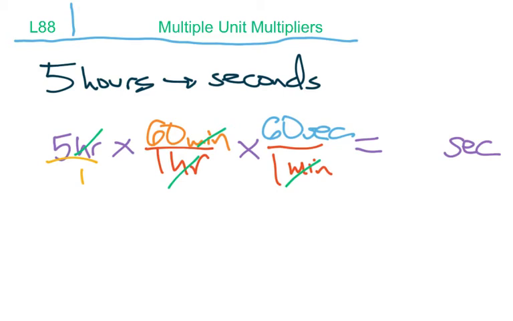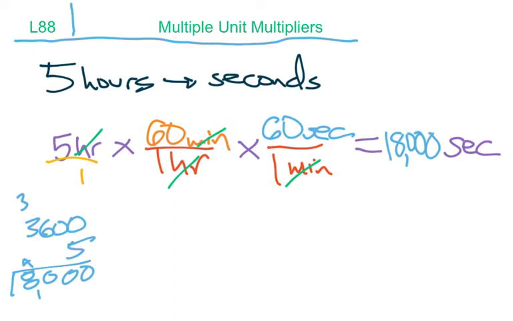Now, when I multiply straight across, well, I should look for numerical cross cancellation, but you can see there is none. So I know that 60 times 60 is 3,600. And then what is 3,600 times 5? 0, 0, 0. 6 times 5 is 30, carry the 3. 3 times 5 is 15, plus that 3 is 18K. So I will put 18,000 seconds. Yeah, I know we've done this before. Let's go into another one.